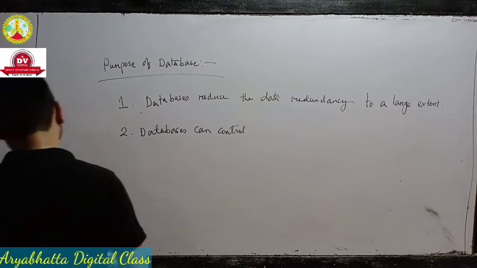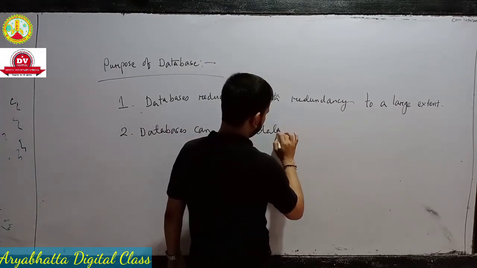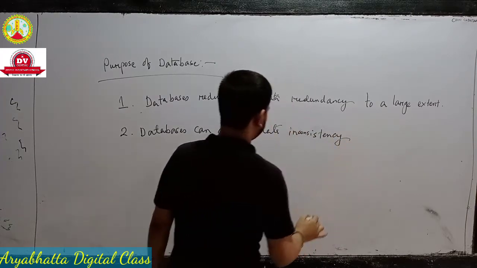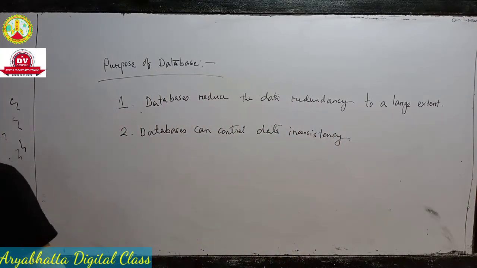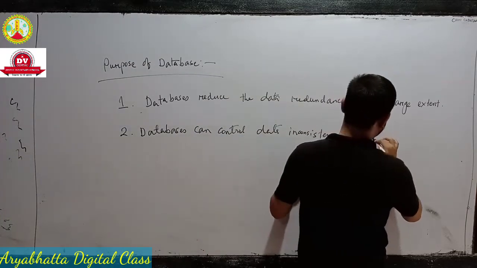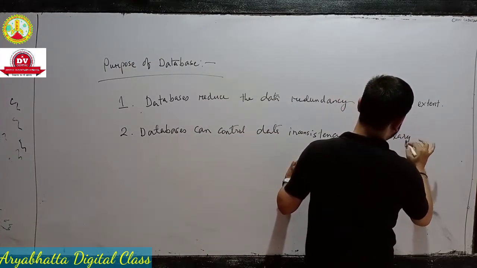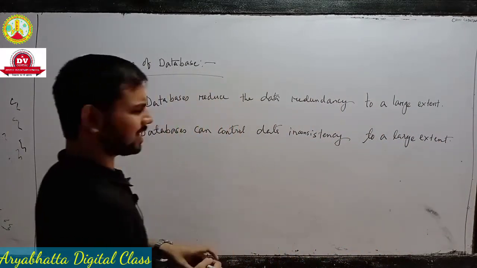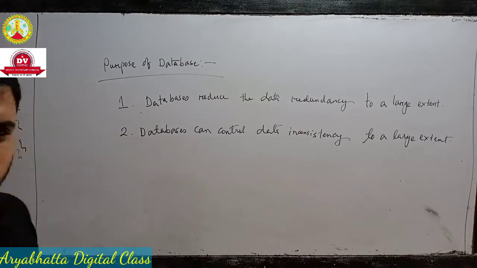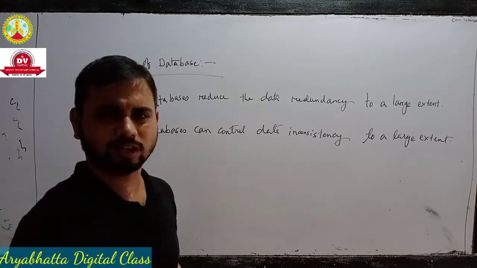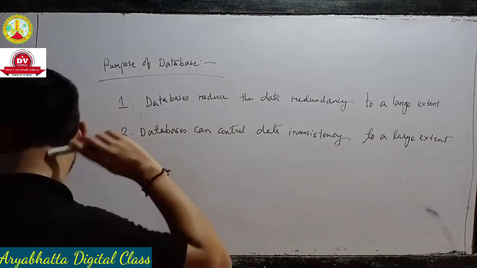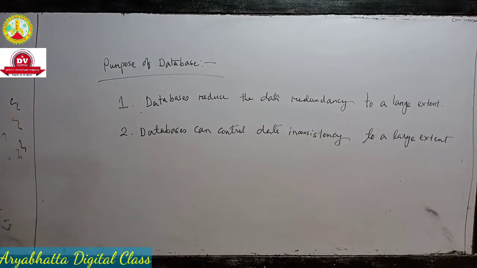Database can control data inconsistency to a large extent. I mean, this is also the same concept. I just write the main point, okay? I just give you the concept. The detailed notes are provided in the book. You just see the book, you can easily understand. This is the same concept. What does data inconsistency mean?